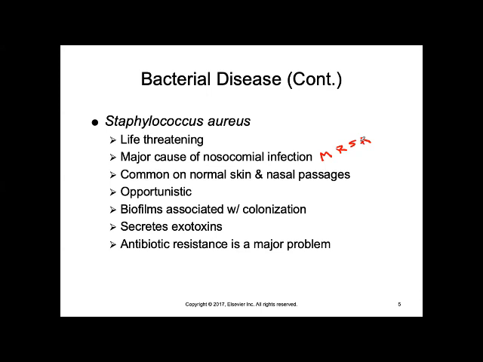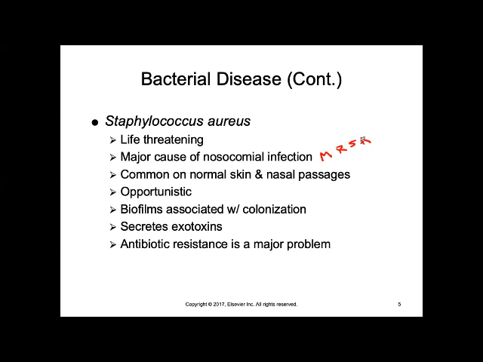It secretes exotoxins. These would be things like enzymes that can digest through connective tissue, like hyaluronidase. So it can chew its way to its destination. That's a virulence factor, right? And antibiotic resistance is a major problem. Methicillin, like in methicillin-resistant Staph aureus, is a derivative of penicillin that was created because penicillin is easily destroyed by lots of pathogenic bacteria, right?